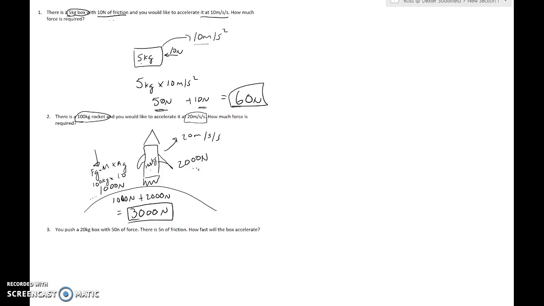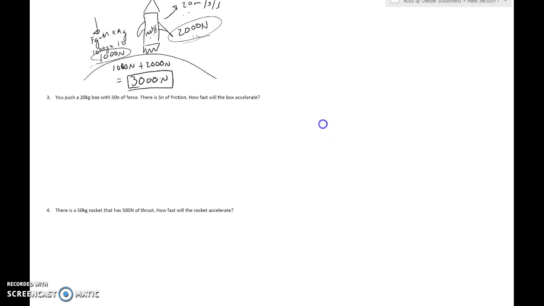So as you can see, we solved both of these in the exact same way. The force of this object here to accelerate it, 5 times 10, 50, added to friction, came up with 60. Here, we did the same thing. We found the force necessary to accelerate this object. That's 2,000 newtons plus its weight or its force due to gravity, 3,000 newtons total to get that rocket moving. Right? So in both cases, we solved in the same order.